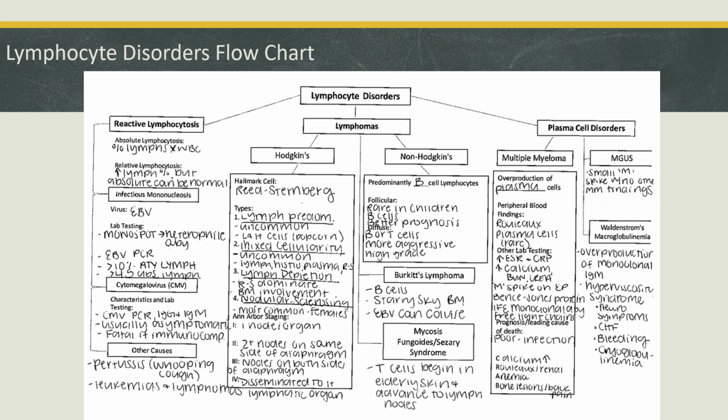Infectious mononucleosis is caused by the Epstein-Barr virus. We can utilize the monospot test, which is a lateral flow heterophile antibody test. Epstein-Barr virus by PCR is our confirmatory test, and what we expect to see on the scope in the peripheral blood is greater than 10% atypical lymphs and greater than 4.5 absolute lymphocytosis.